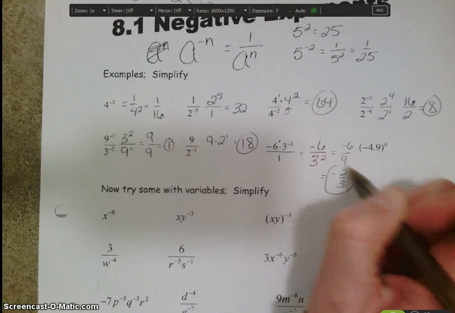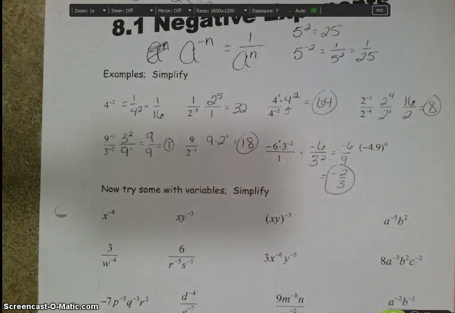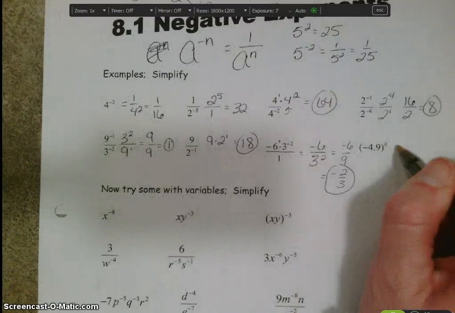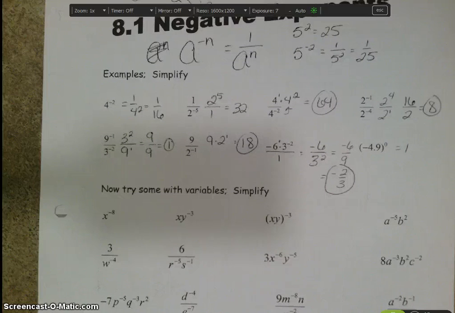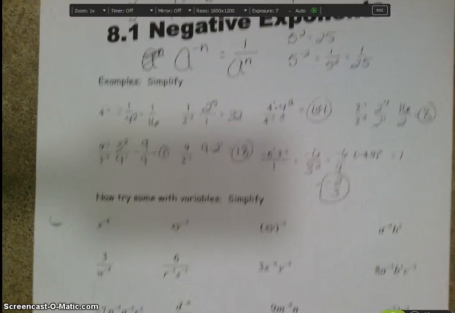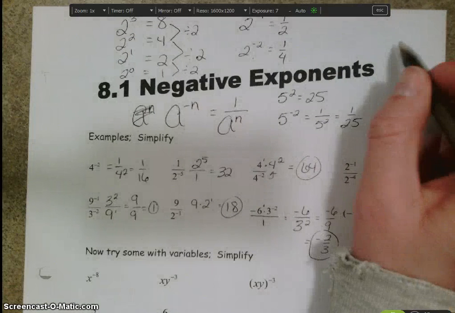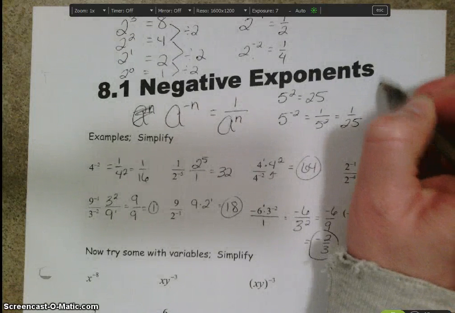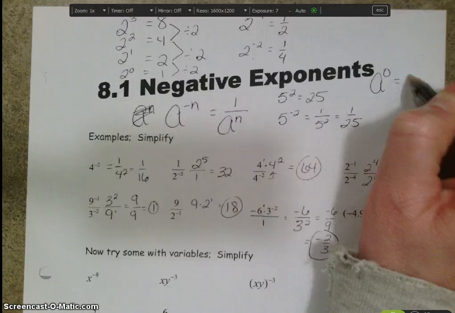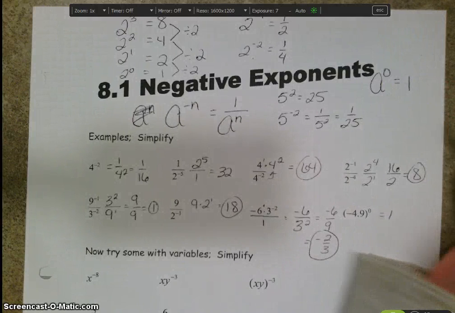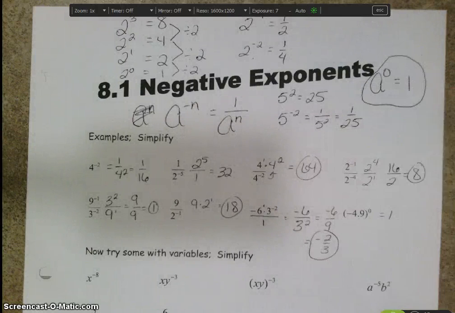And reduce. Always reduce, right? Next one, everything to the 0 power always equals 1. In fact, I'm going to go back up here and make a note. a to the 0 equals 1. A stands for anything. Any number to the 0 power equals 1.